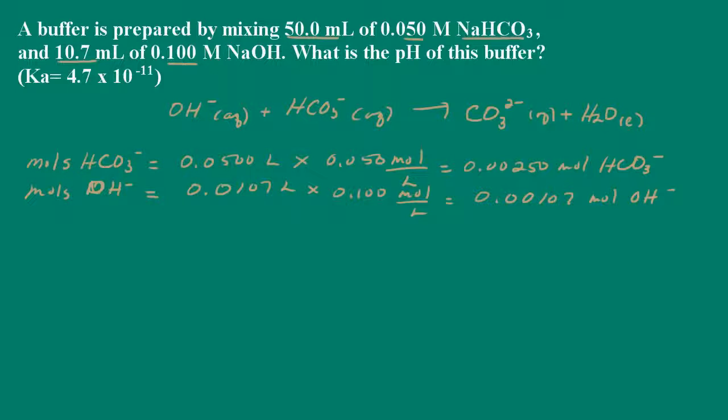So the next thing that we should do is go ahead and set up a table. First, I'll write the reaction again. So we have the bicarbonate ion plus the hydroxide ion to produce the carbonate ion and some water here. What we need to do is determine the number of initial moles, the change in the number of moles of each species as the reaction proceeds, and then the final number of moles of both the acid and the conjugate base.